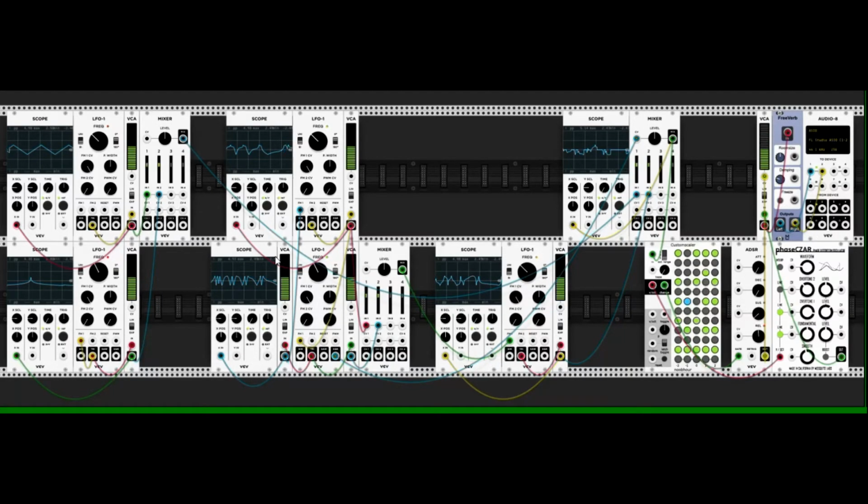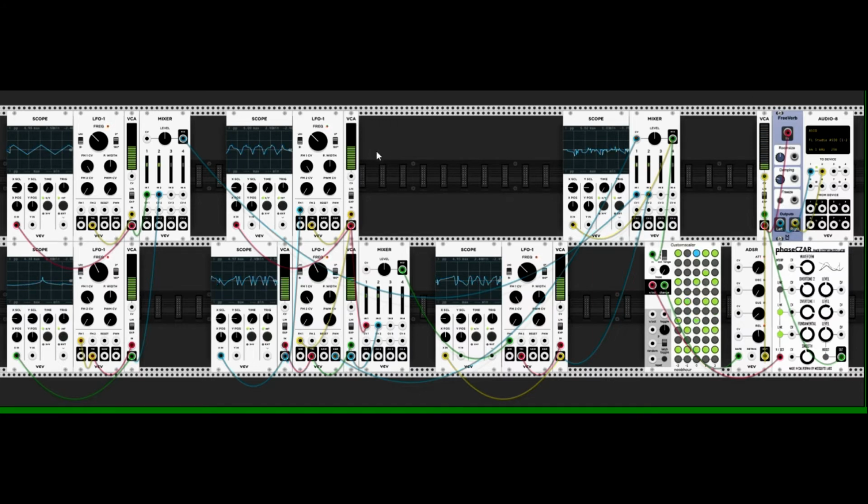Well, the only difference to the last patch, to the last video, is this blue patch cable coming from the square wave output of this LFO down here. And what this cable does is switching on and off the signal of this mixer, which is the CV output of the whole patch, before it goes to the quantizer and the sound engine here.